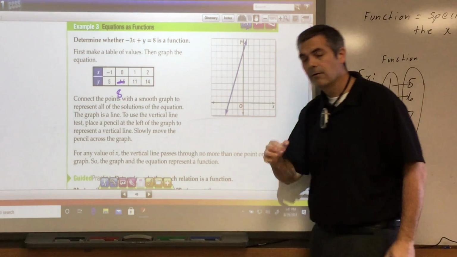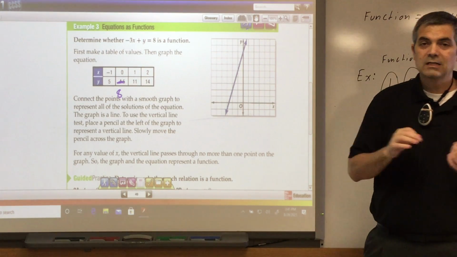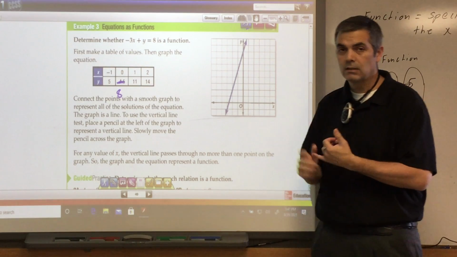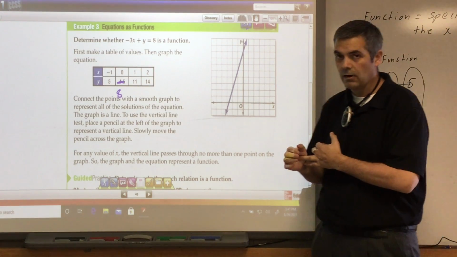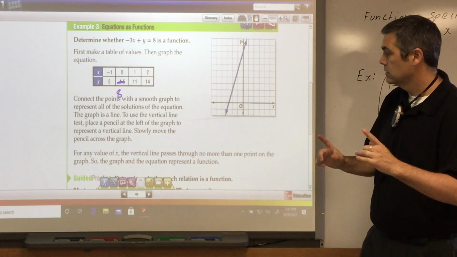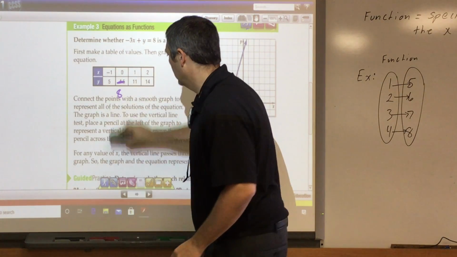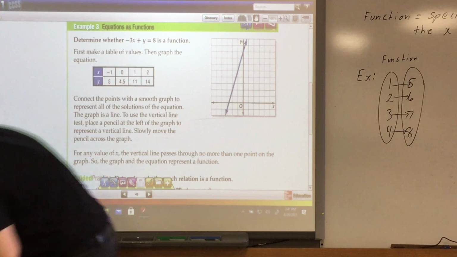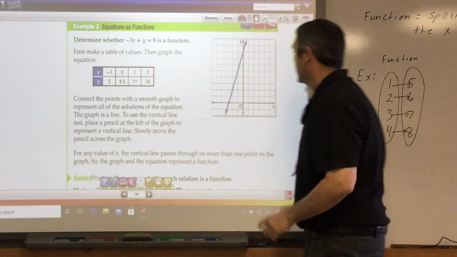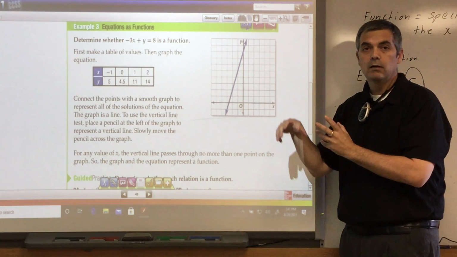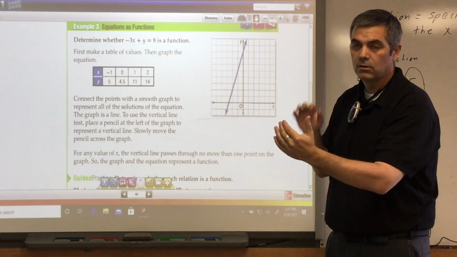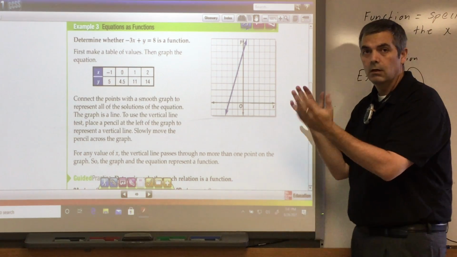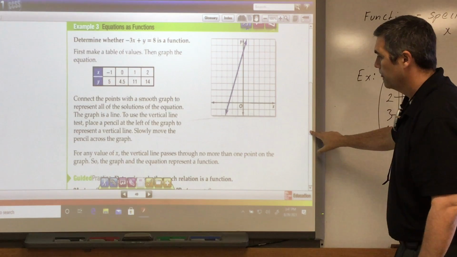Now, later on, again, we're going to see how to solve for it and determine it without actually having to create the t-chart or without having to graph that line. So, be aware of it. That's what we're looking at. Okay. So that's how you're going to tell whether or not that equation is a function or not. You're going to plug in points and graph and see what you get. Okay?